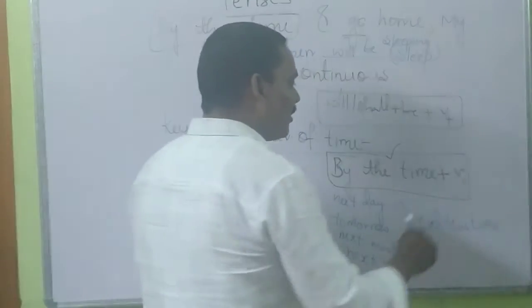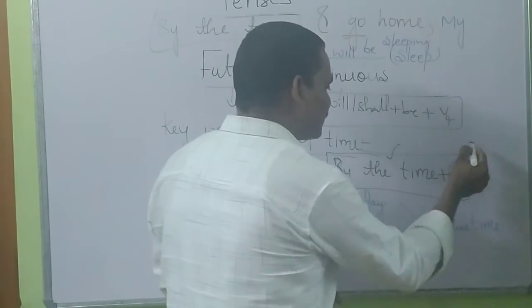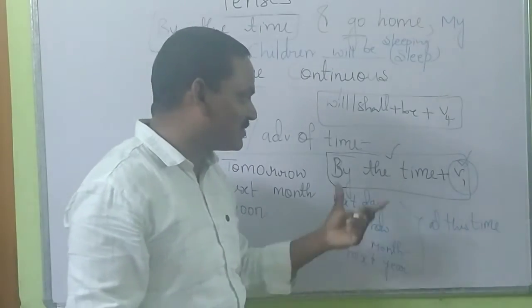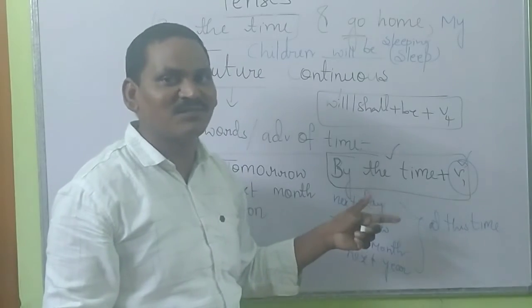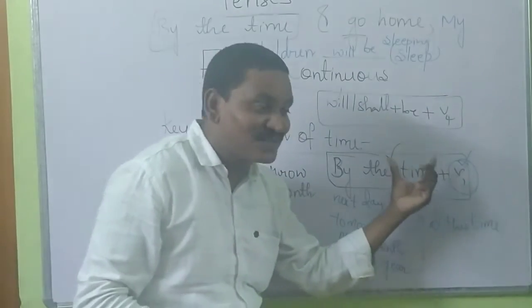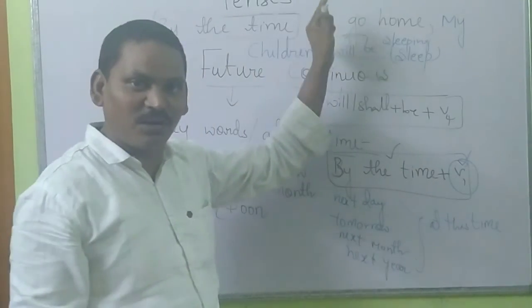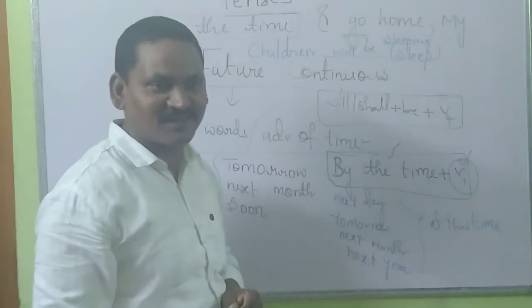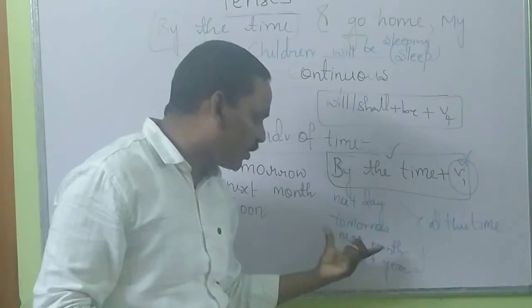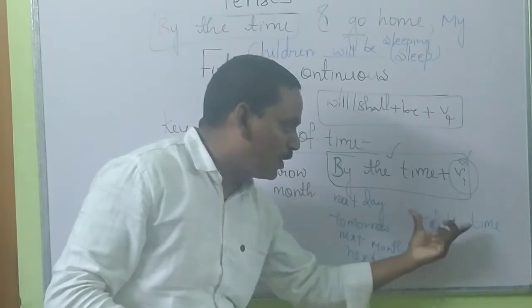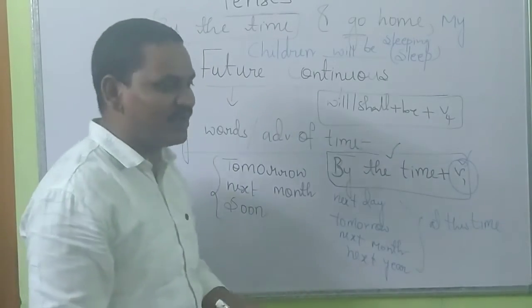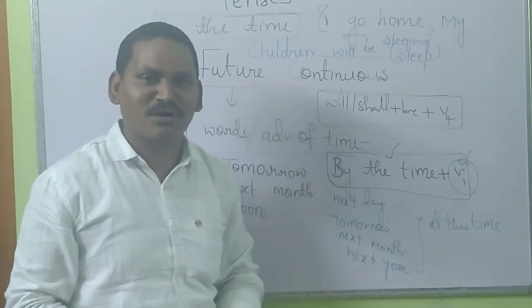I said V1 because if by the time is plus V2, the tense changes, remember. By the time plus V2, we have to write had plus V3 in the blank. But here there is by the time plus V1, so what should we write? We should take future continuous tense. Understand? Note it carefully. Next day, tomorrow, next month, next year, along with that, at this time. If you are able to find this, we have to write that sentence in the future continuous tense.